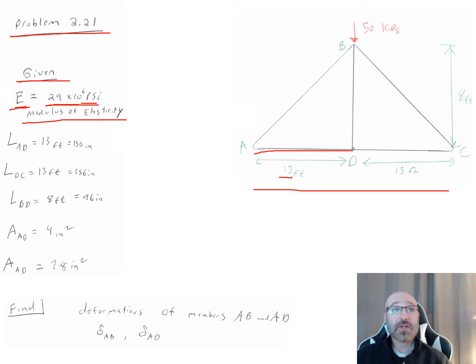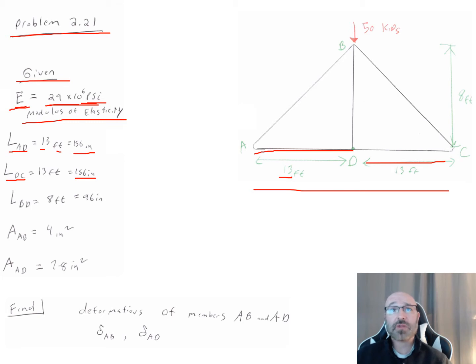Now I also have my length of AD right here. This is 13 feet, so I write LAD is equal to 13 feet. Now I do a conversion. I see PSI is in inches, so I convert this to inches as well, just in case. So this length is 156 inches. Now I do the same thing for LDC. This is the same length, 13 feet, or 156 inches. I may or may not need this, but for my givens, I'm going to write them all down.